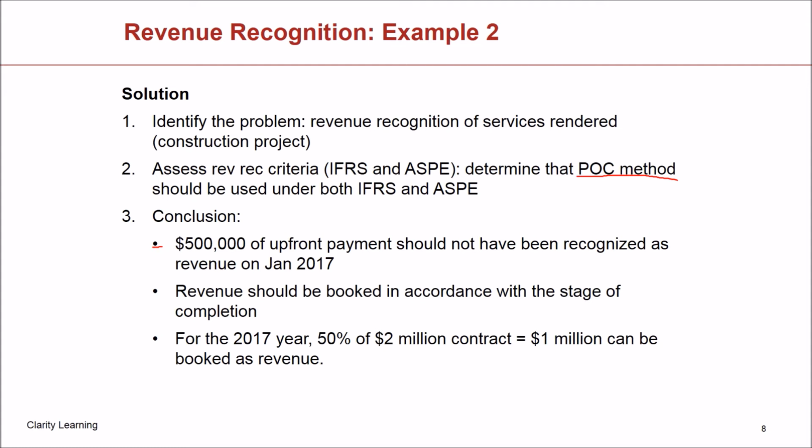In addition, we should conclude that because we know percentage of completion method is appropriate, that revenue can be booked in accordance with the stage of completion that's stated in the question. So 50%, 25%, 20%, and then 5% for each 6 months. For the 2017 year, we know that there's only 6 months left in the 2017 year after the contract started on June 30th, 2017. So that means 50% of the $2 million contract, as per the stage of completion, can be booked as revenue. So that equals $1 million in revenue for 2017.